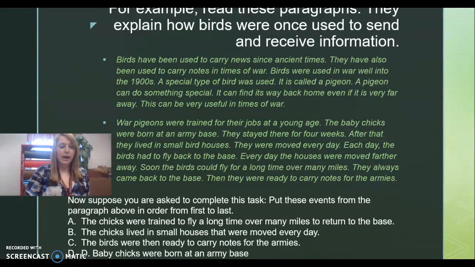So looking at your directions, it says, now suppose you're asked to complete this task. So suppose the directions said, put these events from the paragraph in order from first to last. Okay, so what you're going to want to do is kind of have an order in your head. Which one comes first, second, third, fourth. So you can jot this down on a piece of paper and just see 1, 2, 3, 4. Which one do you think comes first, second, third, last?